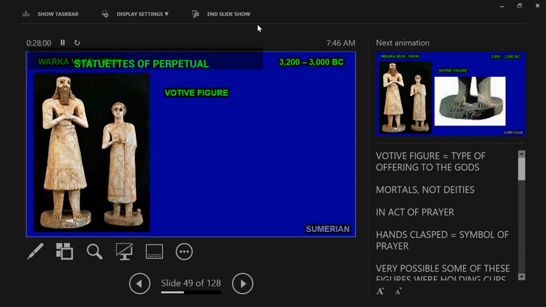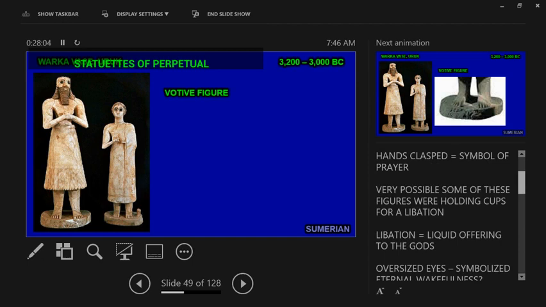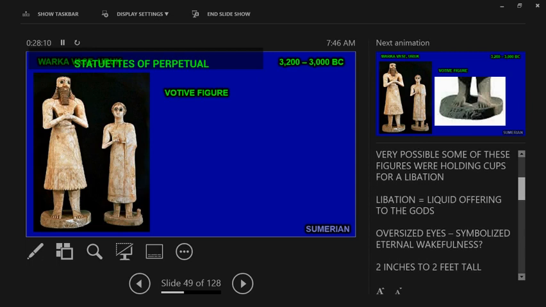What makes them look like they are praying? Yeah, their hands. Hands being clasped as a symbol of prayer. And it's very possible some of these figures are holding cups for a libation. A libation is a liquid offering to the gods.